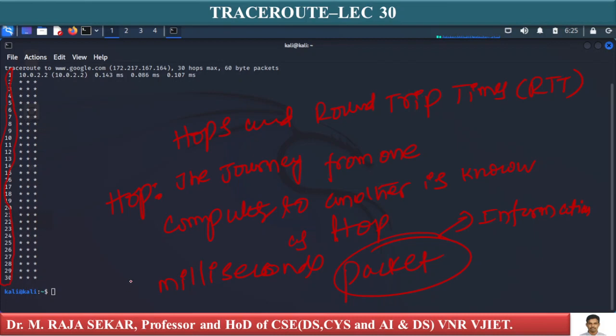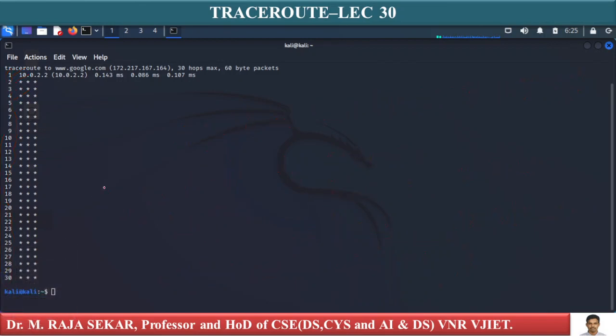Now we will try to understand this particular report. The hops get numbered on the left side of the report window. Hop 1, hop 2, how many hops are there? Hop number 1 to hop number 30. Each line in the report has the domain name and the IP address. What is this? 10.0.2.2. That is an IP address.